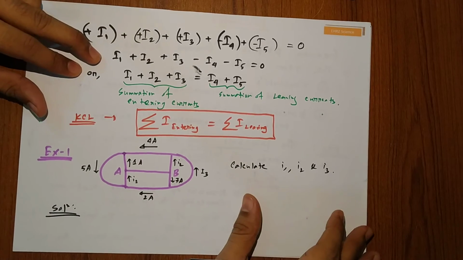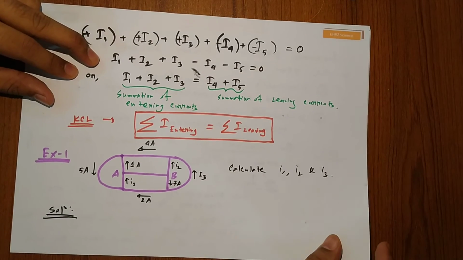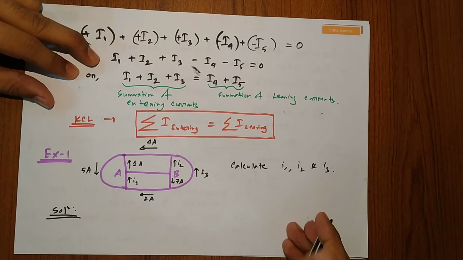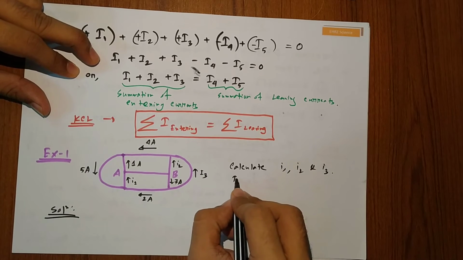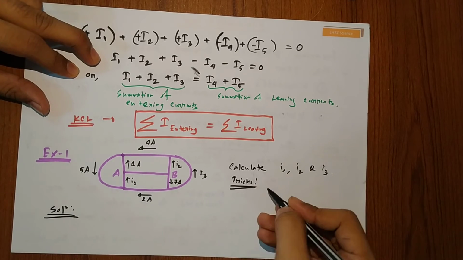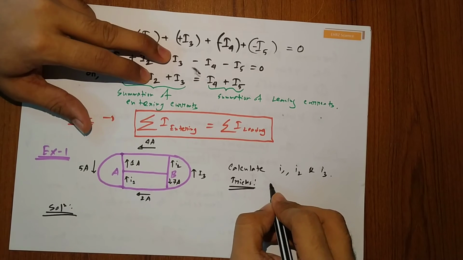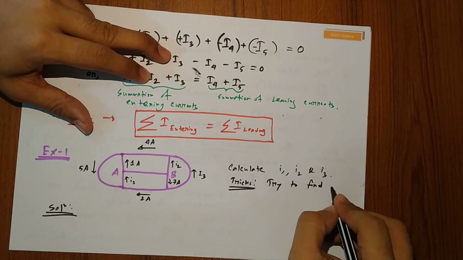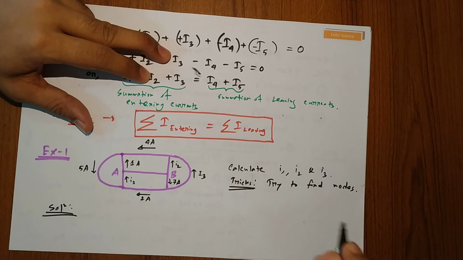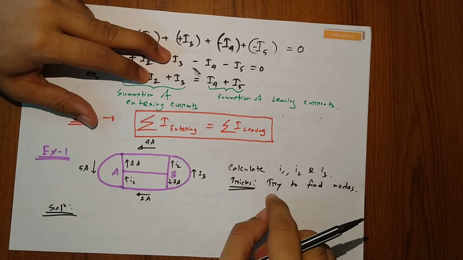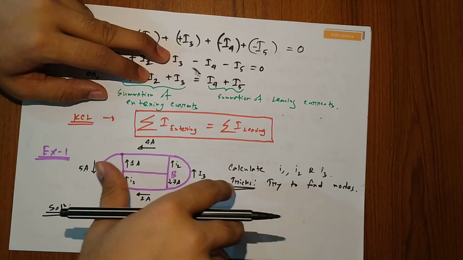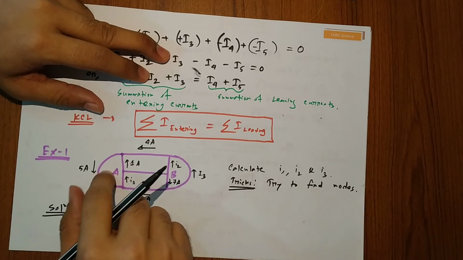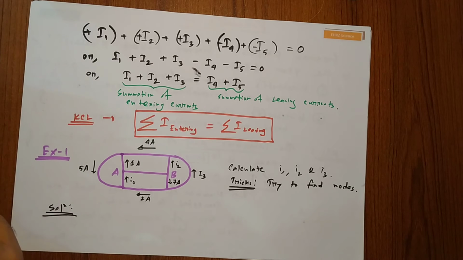See, whenever you are solving any problem regarding Kirchhoff's current law, first of all, tricks. First of all, try to find all the nodes. Okay. When you are able to find all the nodes in a circuit, it is very easy to solve the node currents. Now, how many nodes in this circuit here?